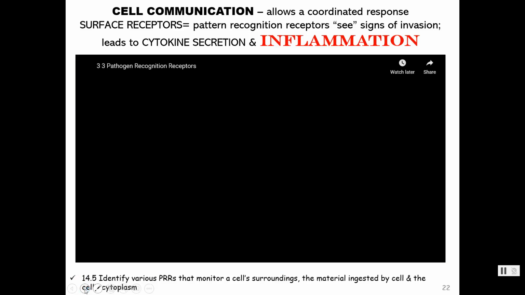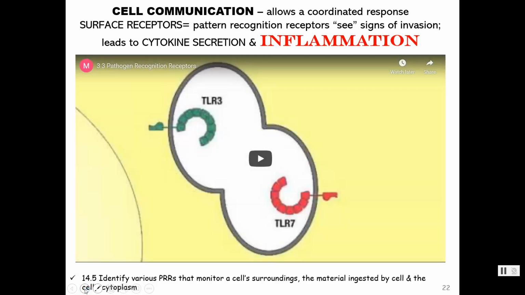Okay, so we are going to watch this video, and this video is going to show you a group or a type of pattern recognition receptors called toll-like receptors. So just sit back, watch it, and then we're going to unpack it after this video.